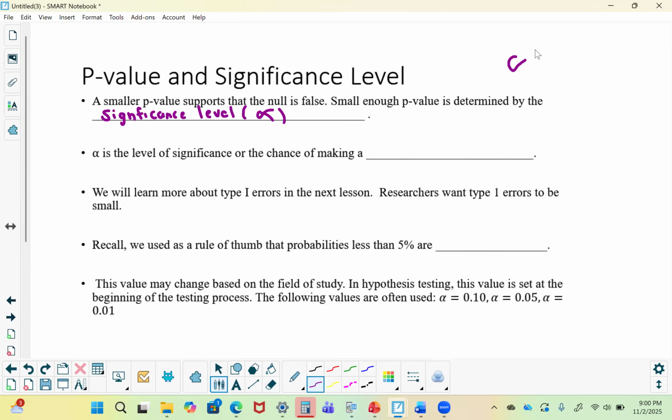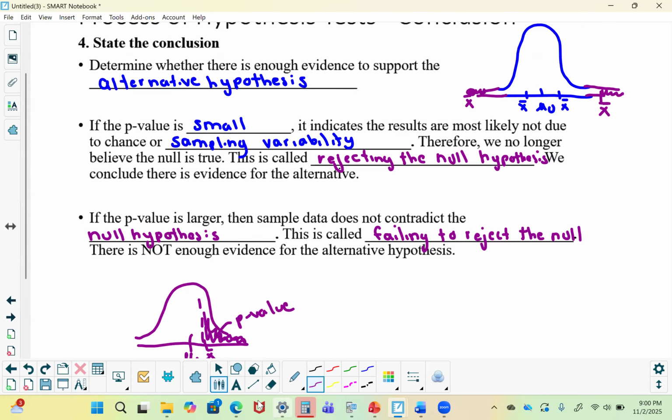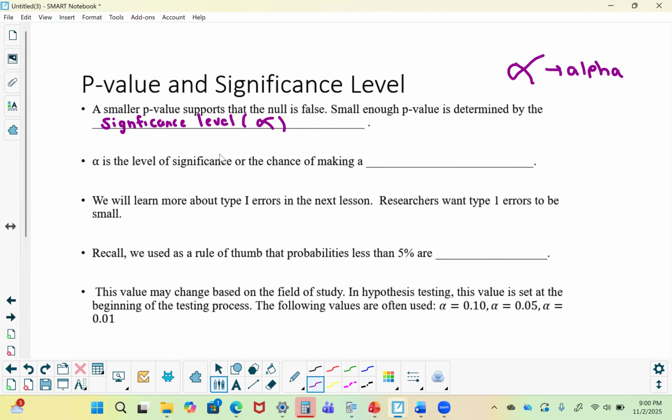And again, I'm really bad at drawing these. I tried to draw these in class the other day, but this is alpha, like the Greek letter alpha. That's how it's written right here. That is called the significance level. So the whole idea is when we find this p-value, like here or here, what is considered small enough that we no longer think it's by chance? Instead, we think that the null is wrong. And so we have to have a cutoff for what is small enough. The cutoff is called the significance level.